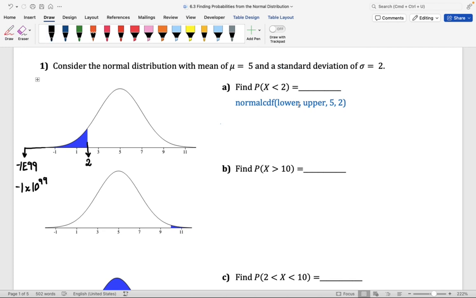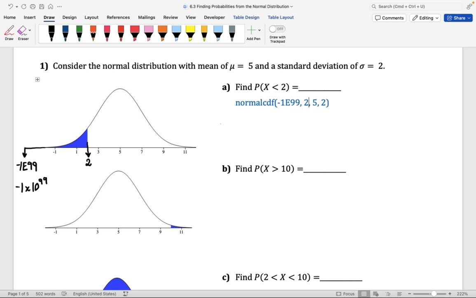Let me go ahead and write that here. Negative 1E99 is our lower bound. Our upper bound is 2. So notice we're saying, go ahead and use the normal CDF. Take the area going from negative 1 times 10 to the power of 99 all the way to 2. Here's the mean, which is 5, and here's the standard deviation. The standard deviation is 2.